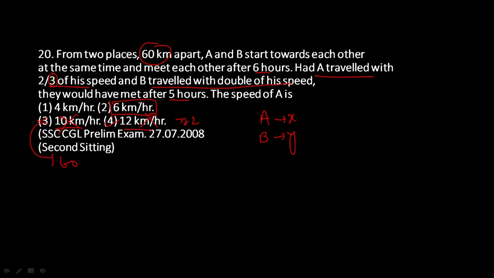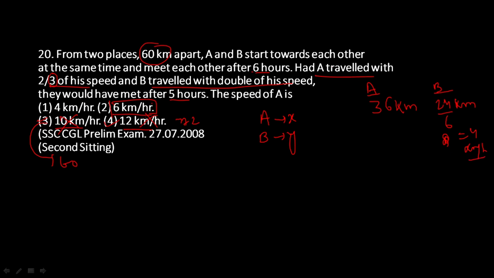If A is going at 6 km per hour, 6 sixes are 36. 36 km is covered by A. So the rest is 24 km. B is covering 24 km. So 24 km in 6 hours means the speed is 4 km per hour. 4 km per hour, right?